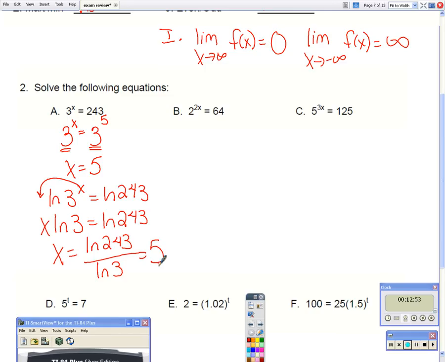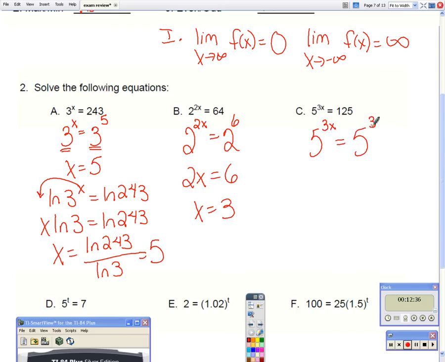B, I'm going to do the same thing. I'm going to get 64 to a base of 2. That's 2 to the 6th. So 2x equals 6, so x is 3. 125 is 5 to the 3rd. So 3x equals 3, so x is 1.